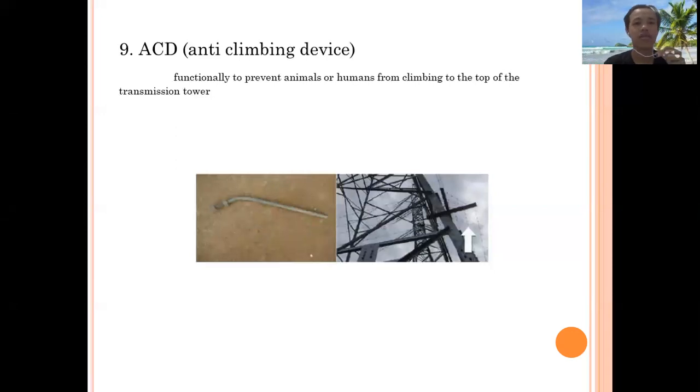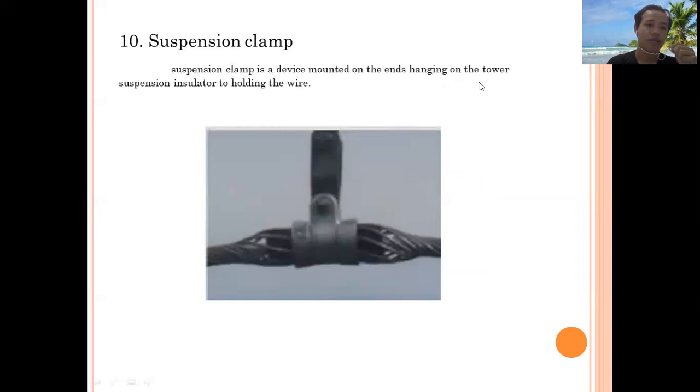Next is ACD, or anti-climbing device. Functionally it prevents animals or humans from climbing to the top of the transmission tower. Like this, for example, in the tower transmission. This tool is only a safety device. Okay, and then suspension clamp. A suspension clamp is a device mounted on the end hanging on the tower suspension insulator to hold the wire.